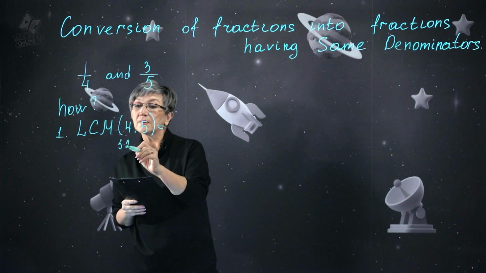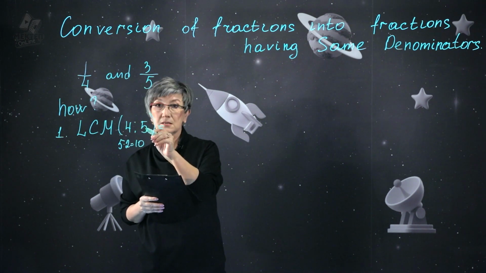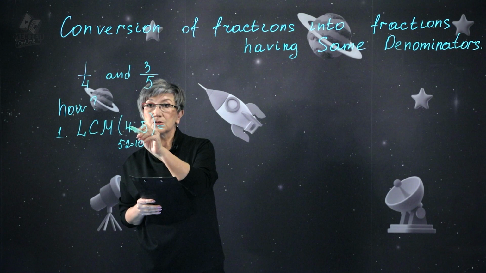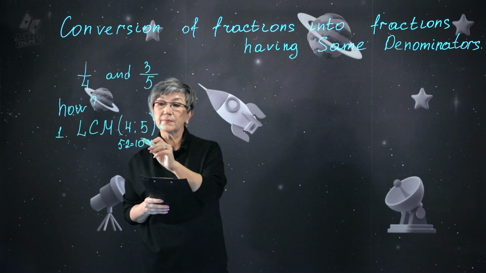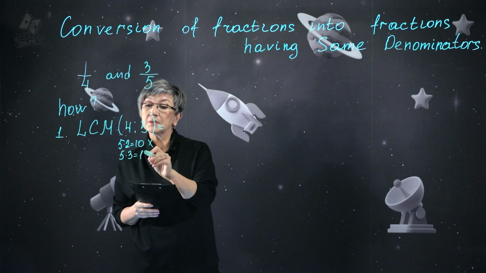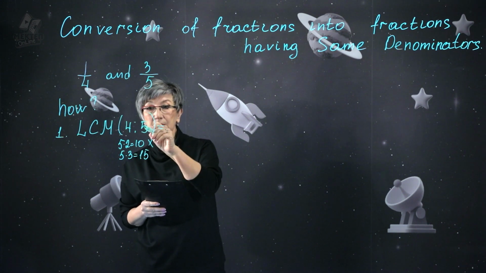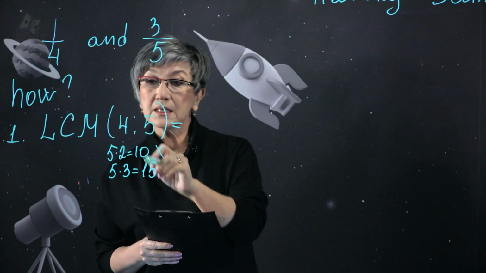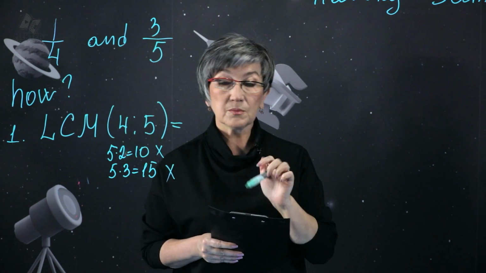5 multiplied by 2 is 10. Does 10 divide by 5? Yes. Does 10 divide by 4? No, it doesn't divide. So let's not use this number. Next, I'll multiply 5 by 3 to get 15. Does 15 divide by 5? Yes. Does 15 divide by 4? No, it doesn't divide. That's why I don't take that number either.